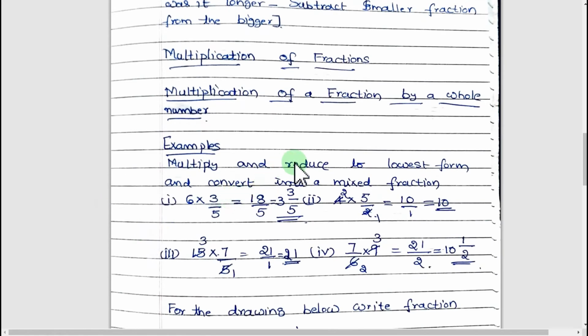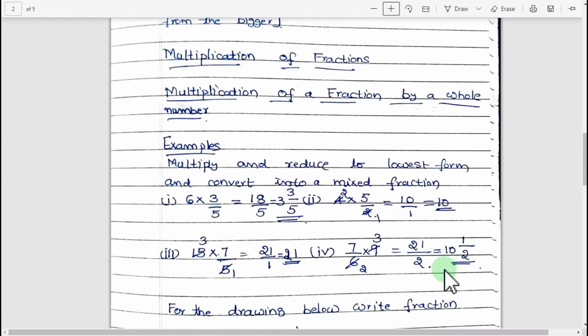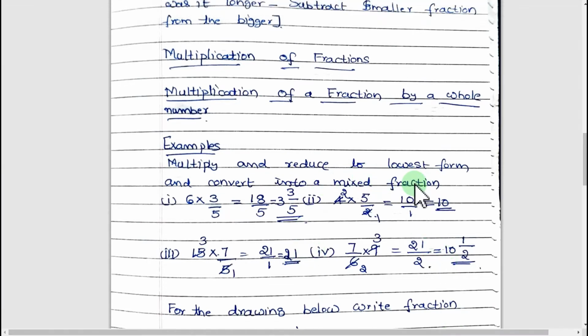Examples: multiply and reduce to lowest form and convert it into a mixed fraction. When can we convert a fraction into a mixed fraction? If the fraction is an improper fraction, then we can convert it into a mixed fraction. See the first example, 6 into 3 by 5. Here we are multiplying a whole number into a fraction. So 6 into 3 by 5, this 6 is a number, it is not a fraction.